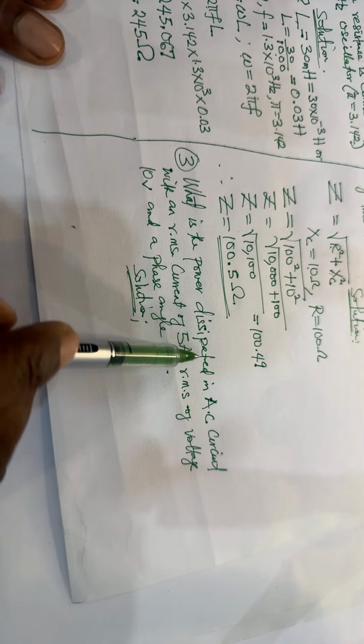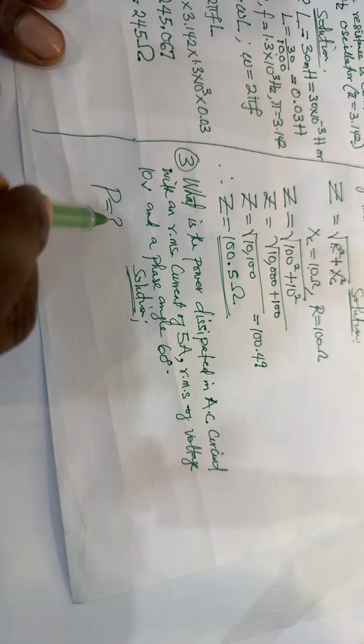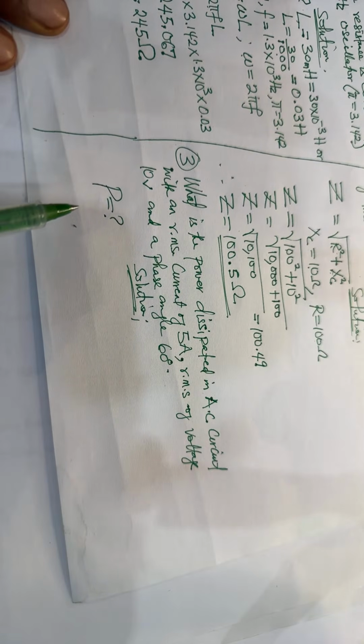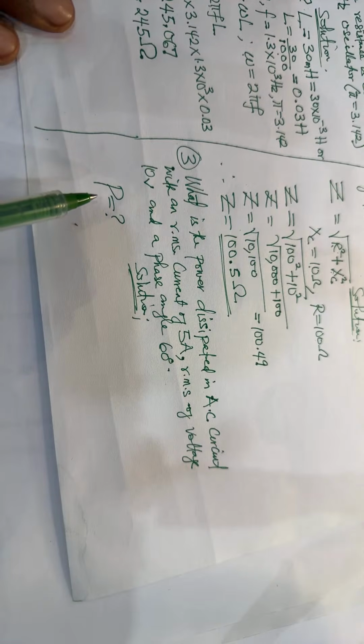Now, what is the power dissipated? That means we are to find power. And by now, everybody here is supposed to know that the unit for power is watts. If you are aware that the unit of power is watt, type hi. Please, let's do that real quick. I want to be sure that a lot of you are following. Good, good. You guys are super intelligent.